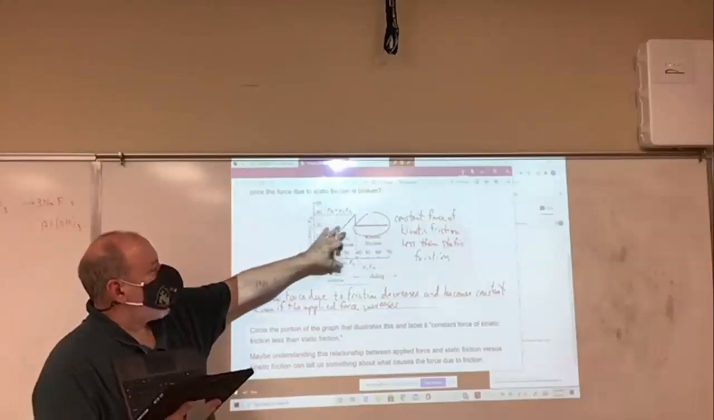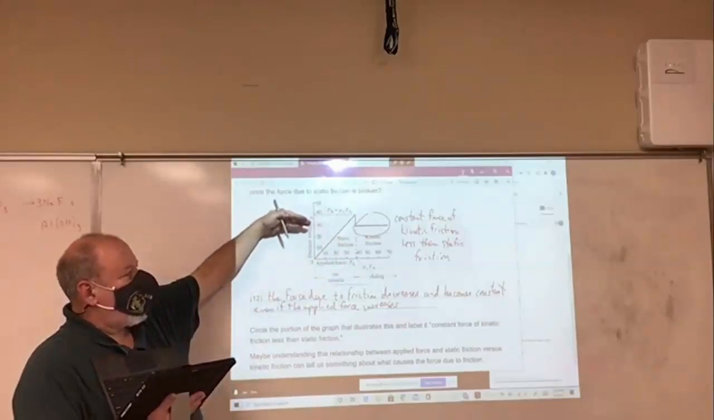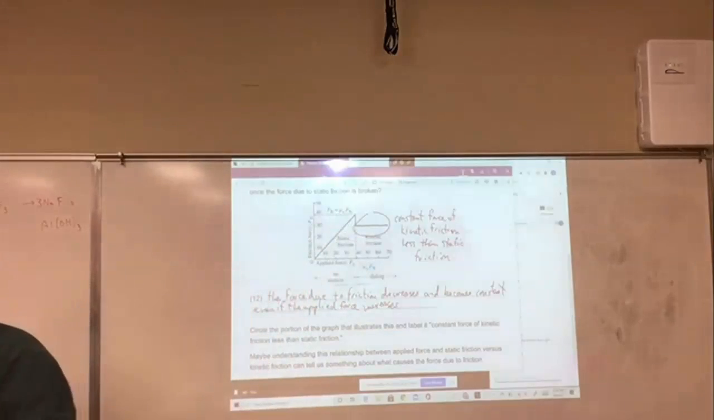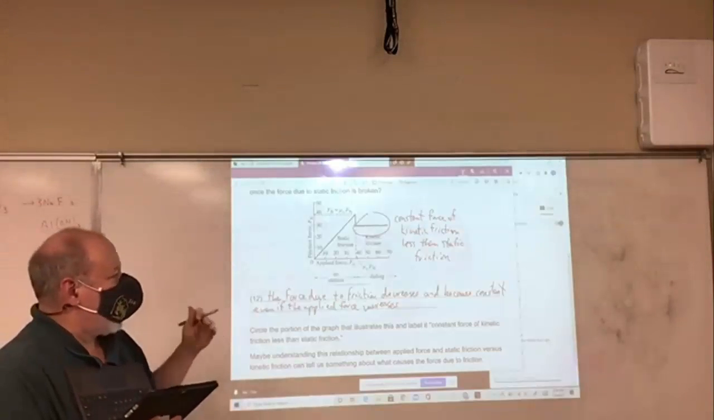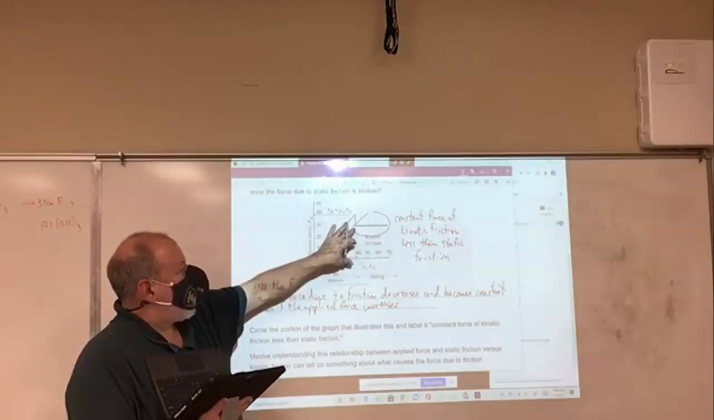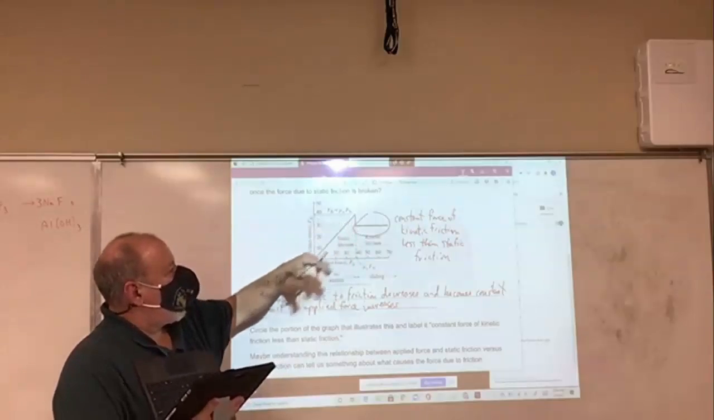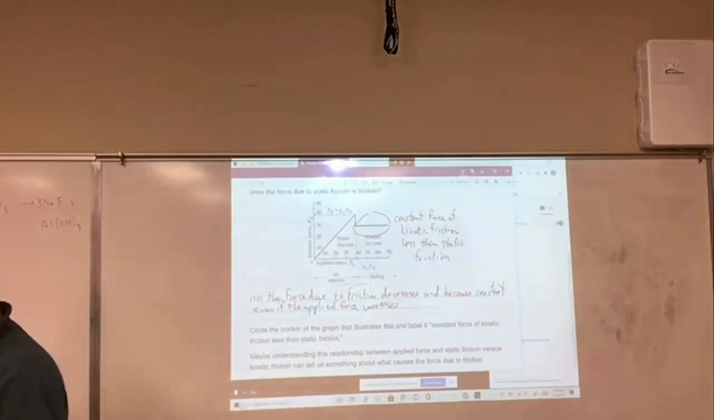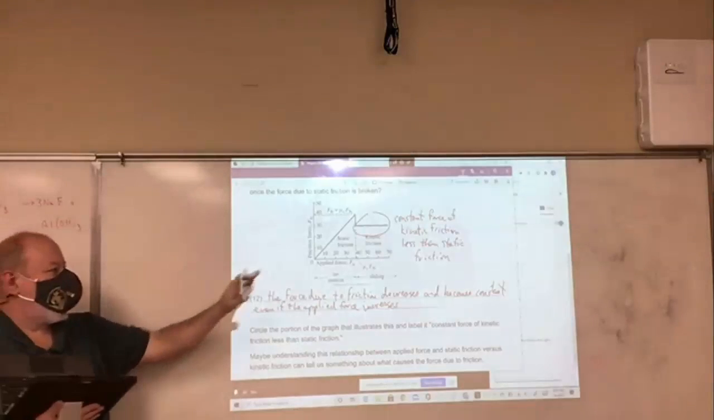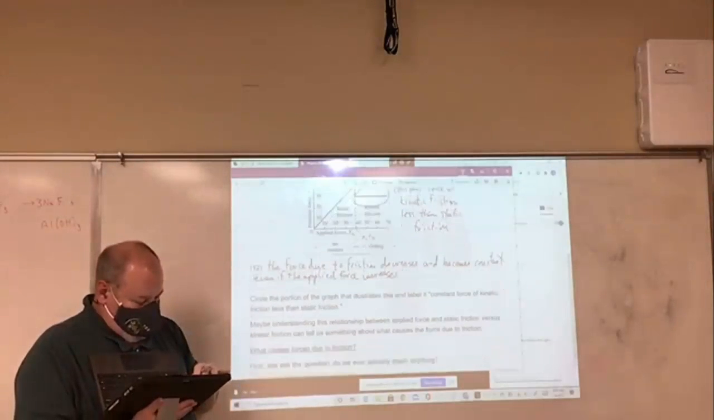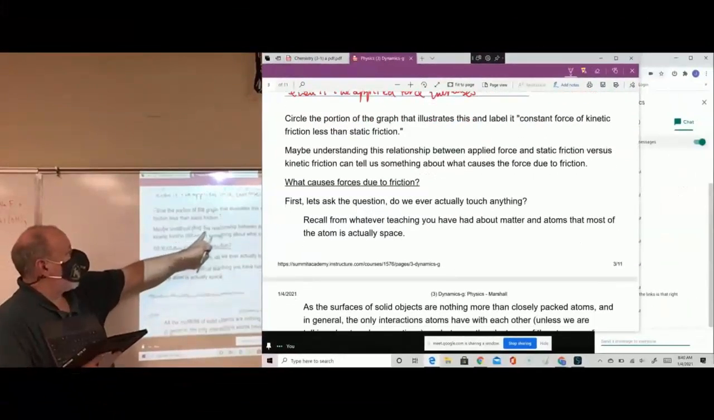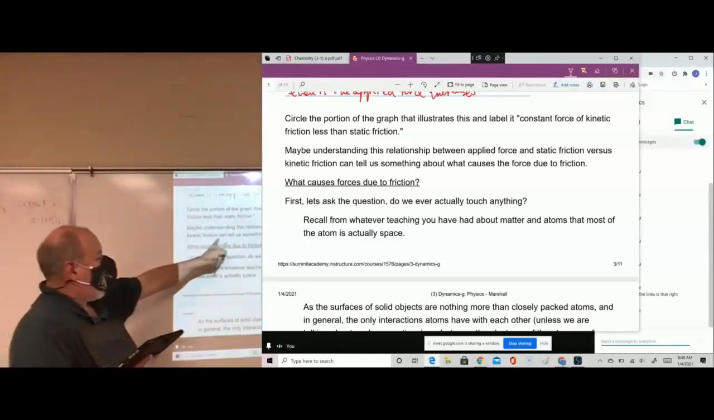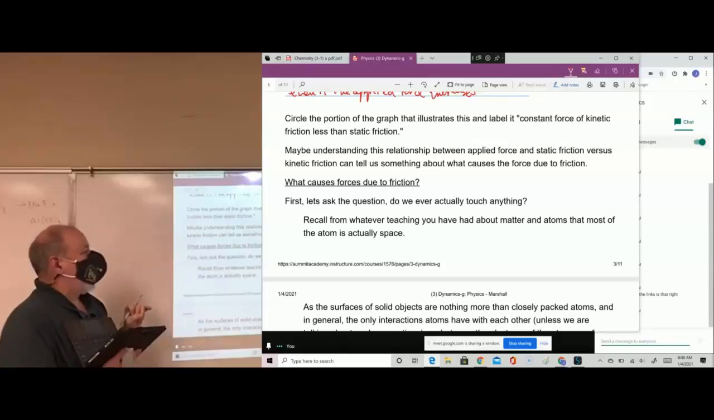Okay, and we've modeled this, and we could take that and look at other systems and see if friction behaves in the same way. It behaves in the same way. And we find out that it behaves in the same way enough that we can start to look at this and say, well, what kind of a system is required for this to happen? How does friction work? So maybe understanding this relationship between applied force and static friction versus kinetic friction can tell us something about what causes the force due to friction.